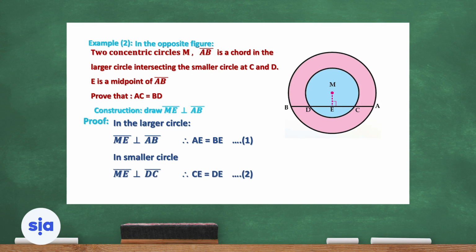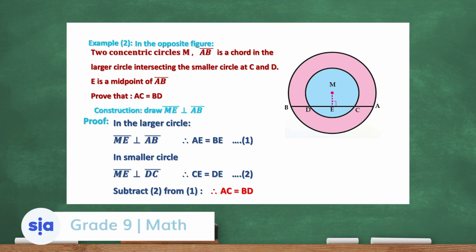If you subtract equation 2 from equation 1, you will see that AC is equal to BD, and this is what the question is asking us to prove.